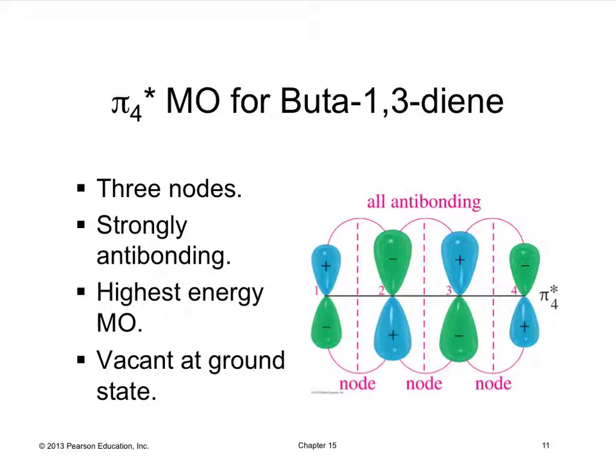The pi 4 star molecular orbital has three nodes because all of them have antibonding interactions. They're all of opposite signs. It's the highest molecular orbital, and it's vacant at the ground state.